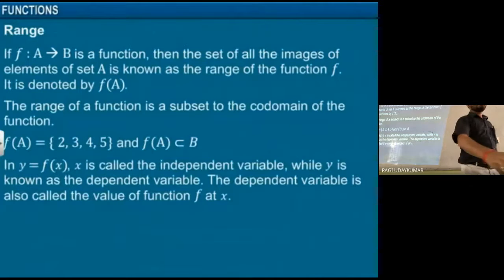Okay. So here in f, y is equal to f of x. If you are saying f of x equal to y, x is called the independent variable, while y is known as the dependent variable, because y value we are going to get depending upon the x. x तो हमको पता चलता है.